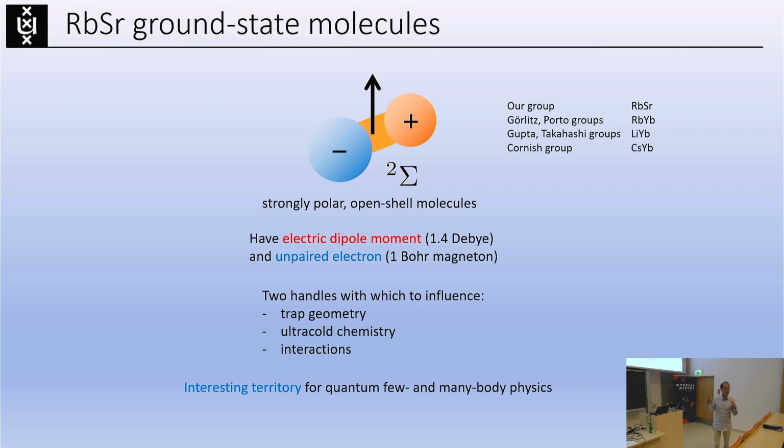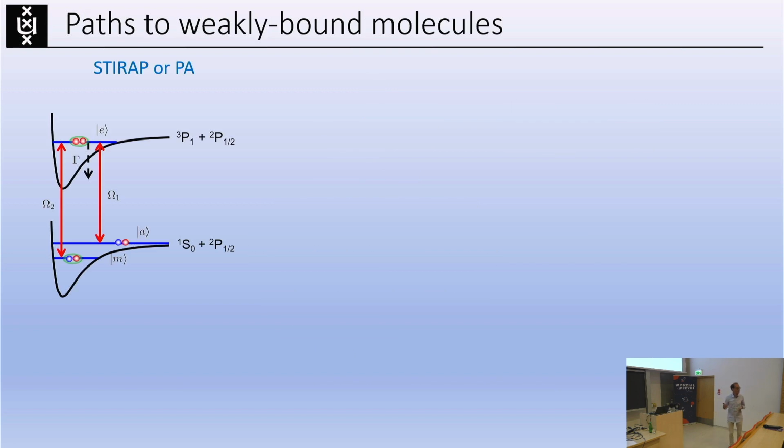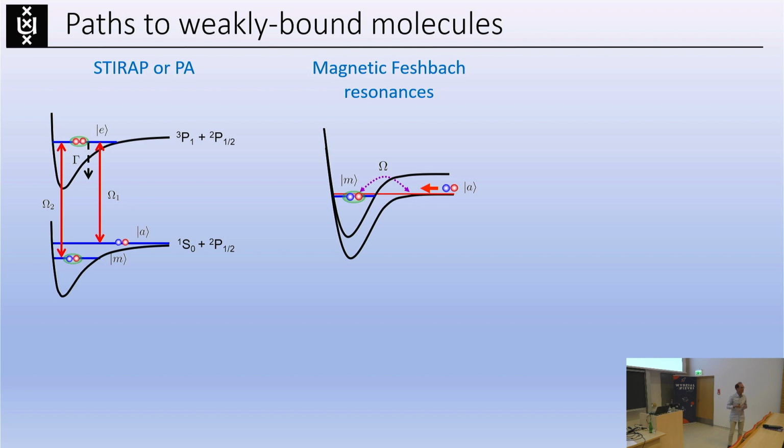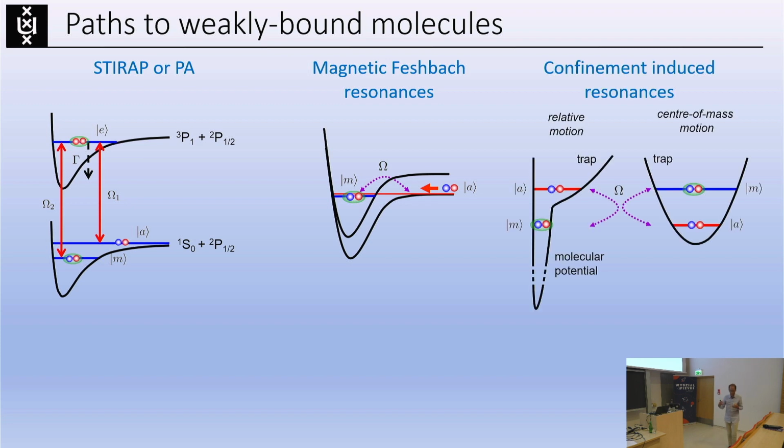Now, how do you create ultracold molecules? There are several different ways. You could start with STIRAP or photoassociation. You can ramp across magnetic Feshbach resonances. Or we can use trap deformation, for example, confinement-induced resonances. And this is essentially the plan of my talk. We tried all these ways.